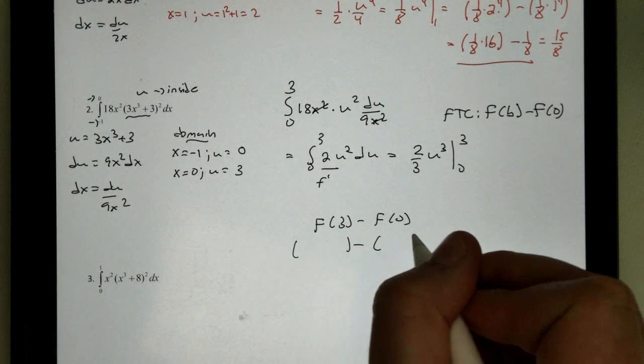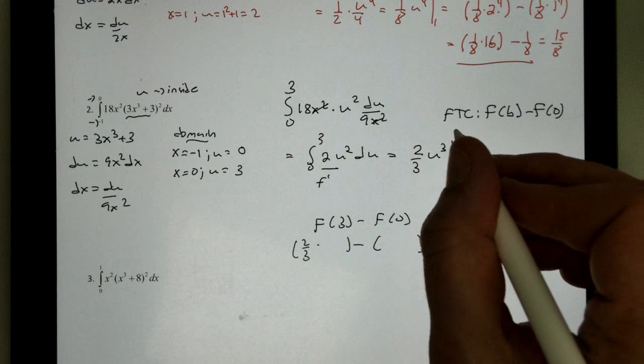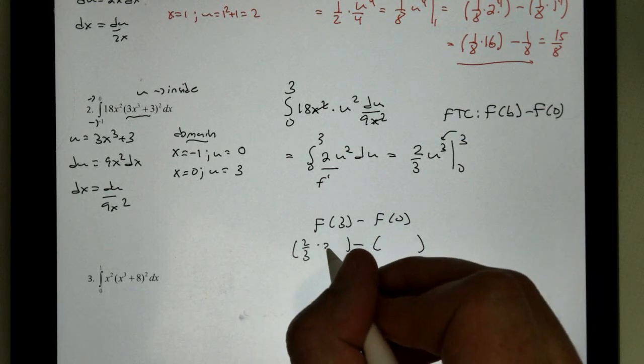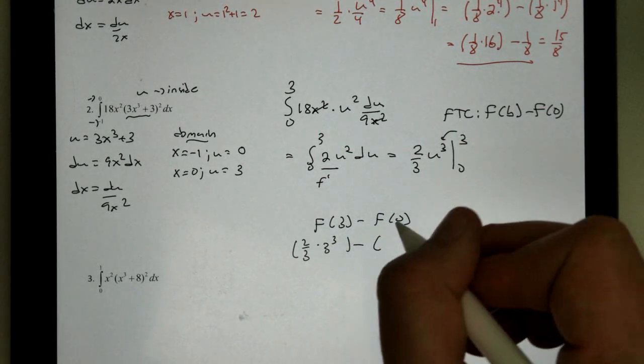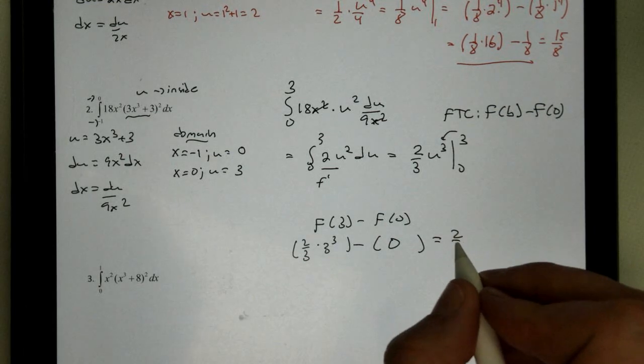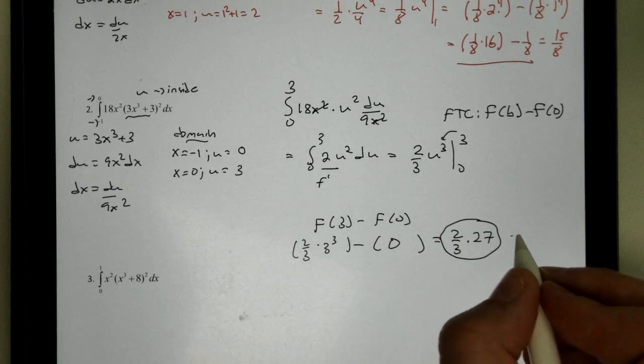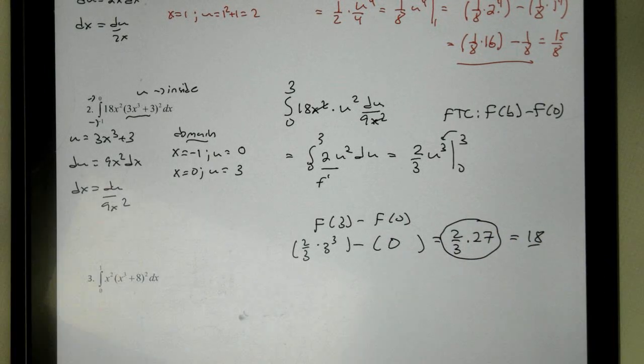Not grade-wise, of course, but 2/3. Plug your 3 in. This becomes 3 cubed minus just 0. And again, we shouldn't leave it as 3 cubed. 2/3 times 3 cubed, which is 27. This is okay to leave, or you can simplify it, and I believe it becomes 18.